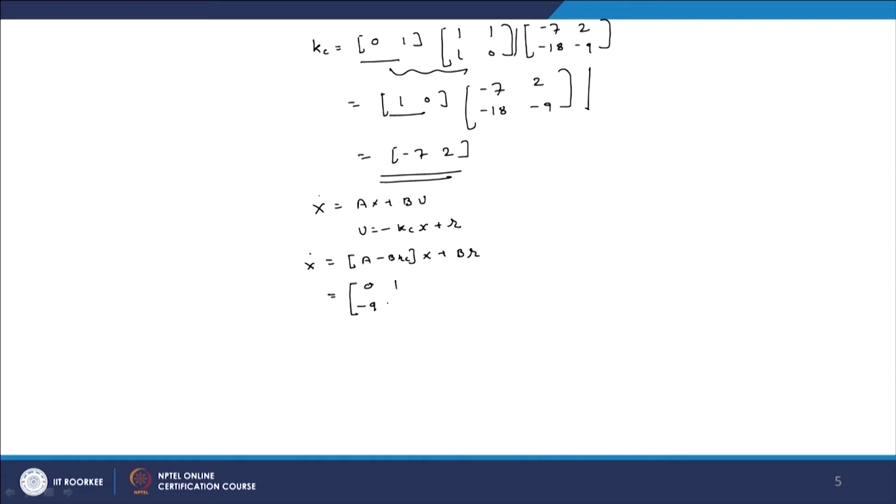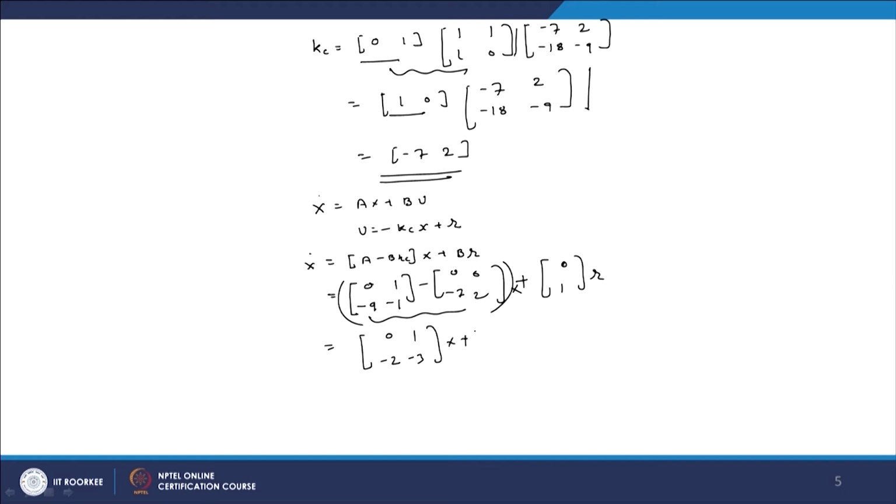minus [0 0; minus 7 2] plus B, this is [0 1], into r, and after solving this you will get [0 1; minus 2 minus 3] times x plus [0 1] into r, and output y is Cx. So, it is [1 0] into x.